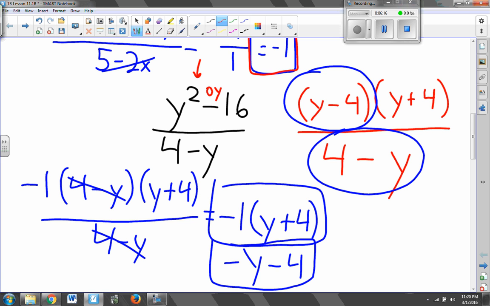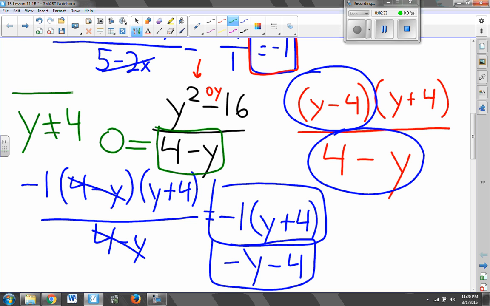So I will look here at the denominator of my fraction. I will say that equals 0. 4 minus y equals 0. I believe the y value there would be 4. That makes that 0. So I know that y cannot equal 4 because that would make the bottom 0. So here's my simplified form here. Negative 1 times y plus 4, or negative y minus 4. But y cannot equal 4. That's not allowed.